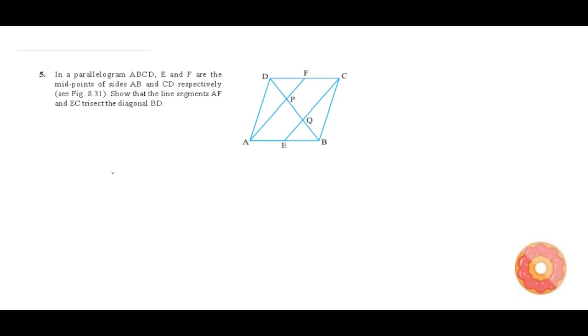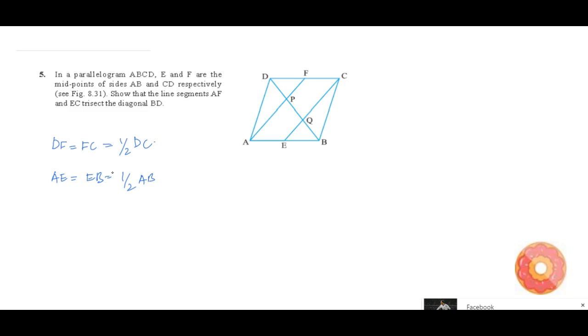Let us see what is given in the question. ABCD is our parallelogram. F is the midpoint of DC, which means DF is equal to FC is equal to half of DC, and E is the midpoint of AB, which means AE is equal to EB is equal to half of AB. This is what we got.